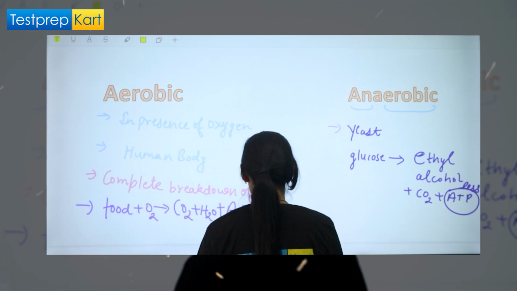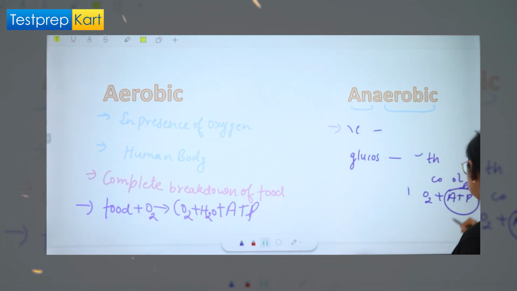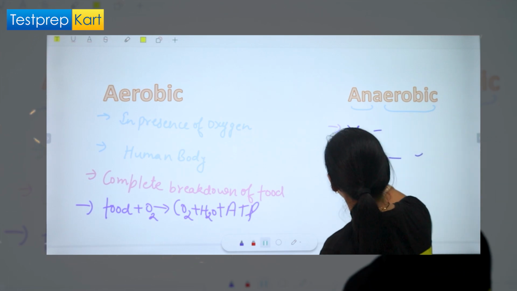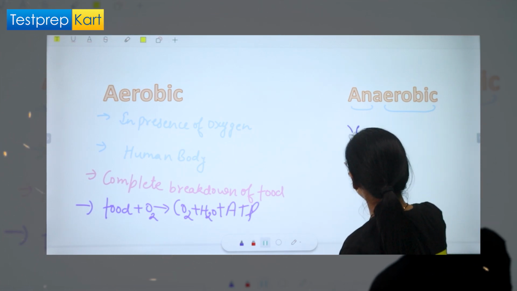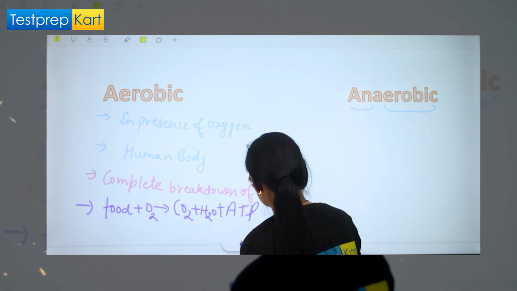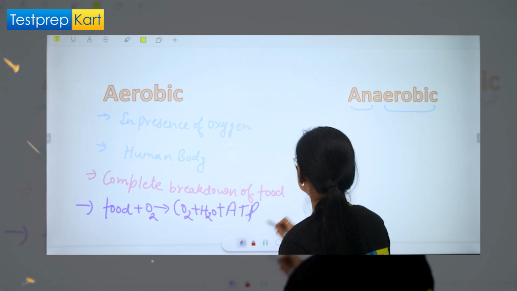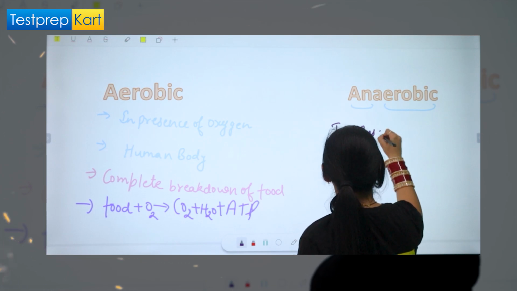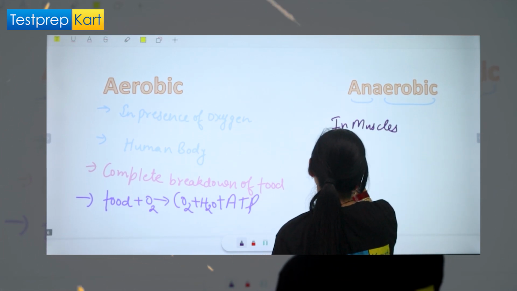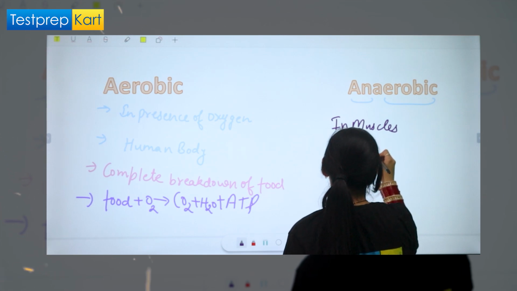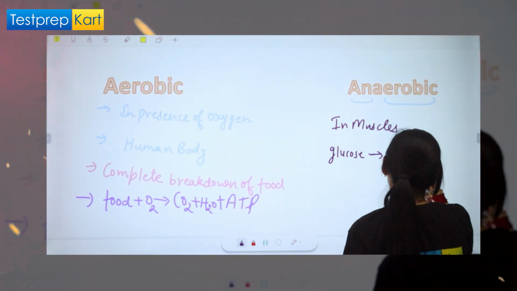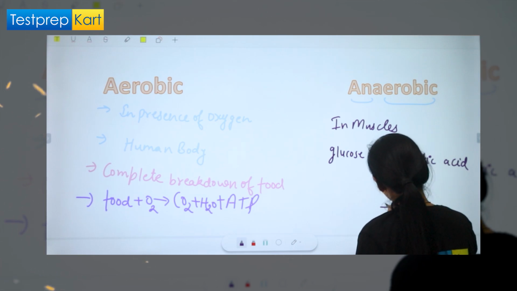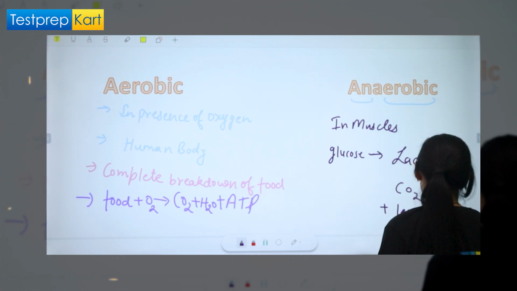Now, another example here is of muscles, right? In muscles, when there is not enough oxygen supply, the glucose undergoes incomplete oxidation and will result in production of lactic acid, carbon dioxide, and less amount of energy. So this lactic acid is basically the major reason for muscle cramp or muscle pain. Right? In muscles, glucose, when there is not enough oxygen supply, is broken down into lactic acid plus carbon dioxide plus less amount of ATP.